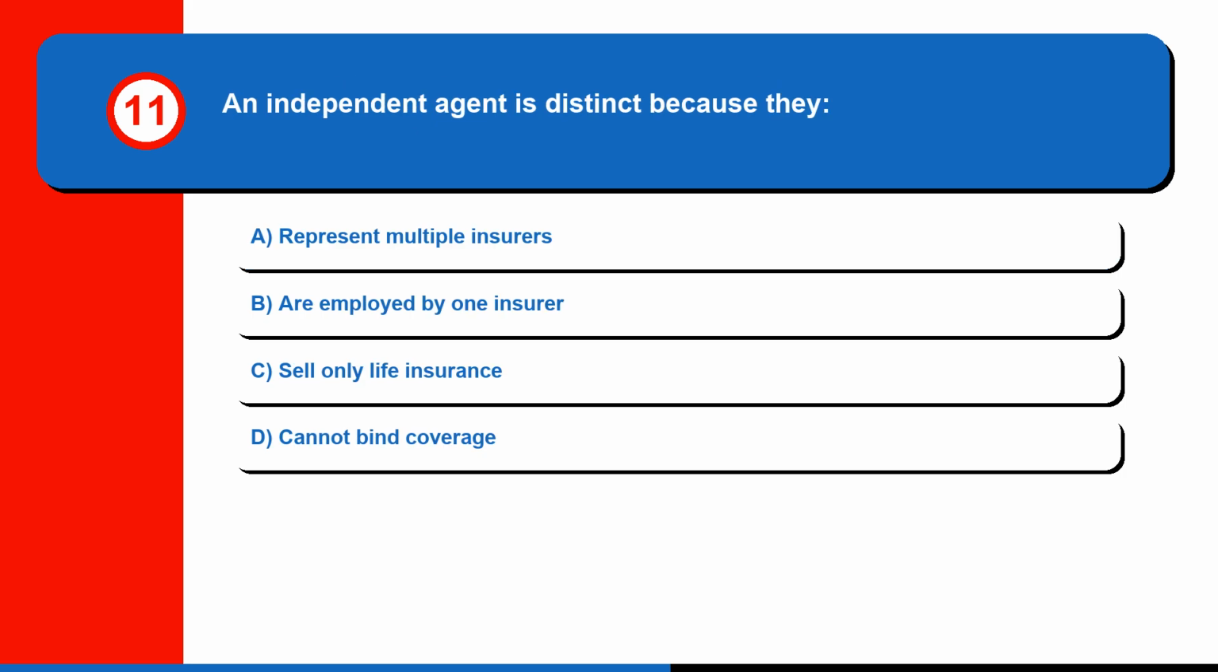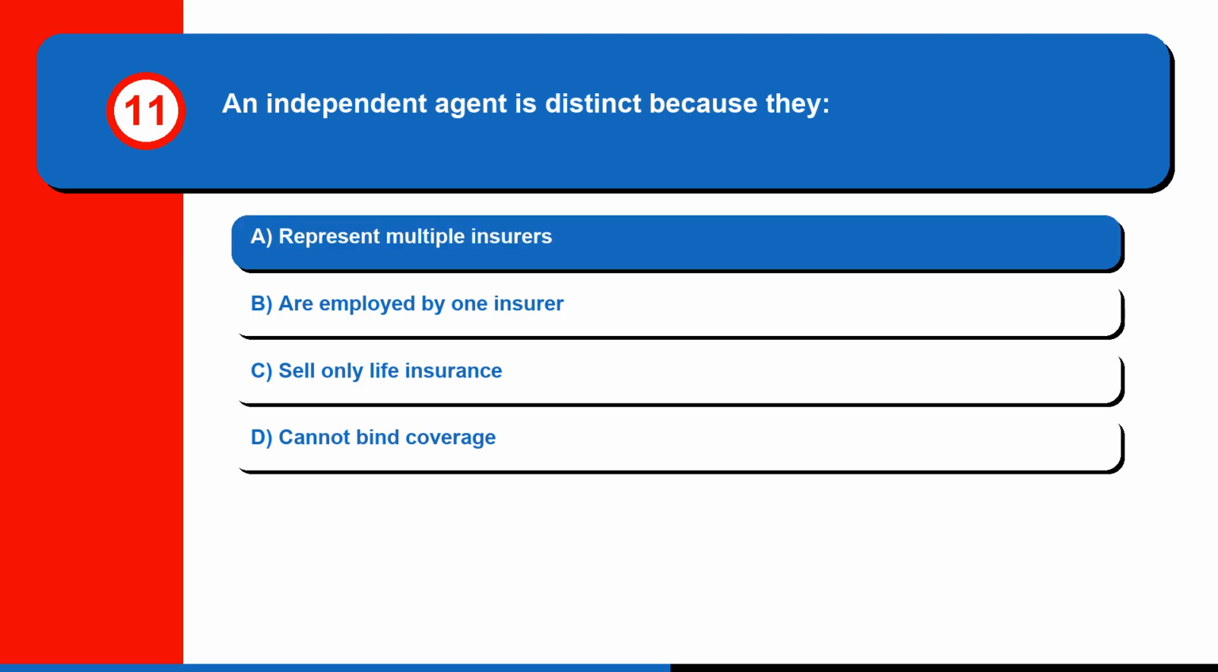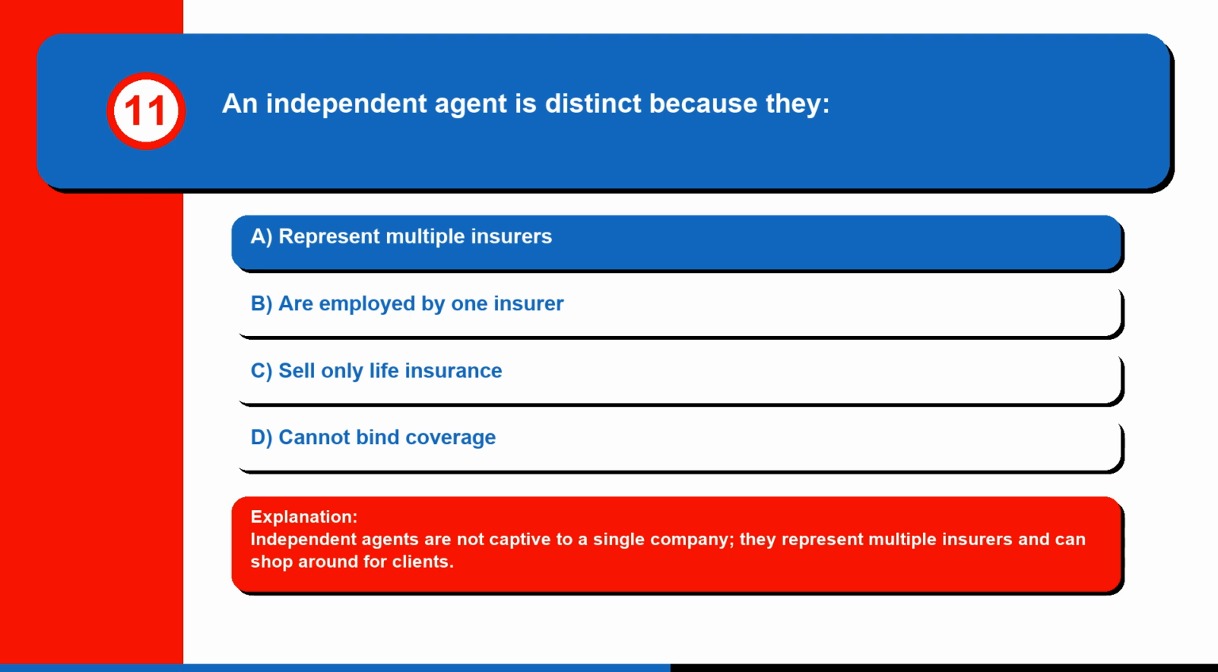Question 11. An independent agent is distinct because they A. Represent multiple insurers. B. Are employed by one insurer. C. Sell only life insurance. Or D. Cannot bind coverage. The correct answer is A. Represent multiple insurers. Independent agents are not captive to a single company. They represent multiple insurers and can shop around for clients.